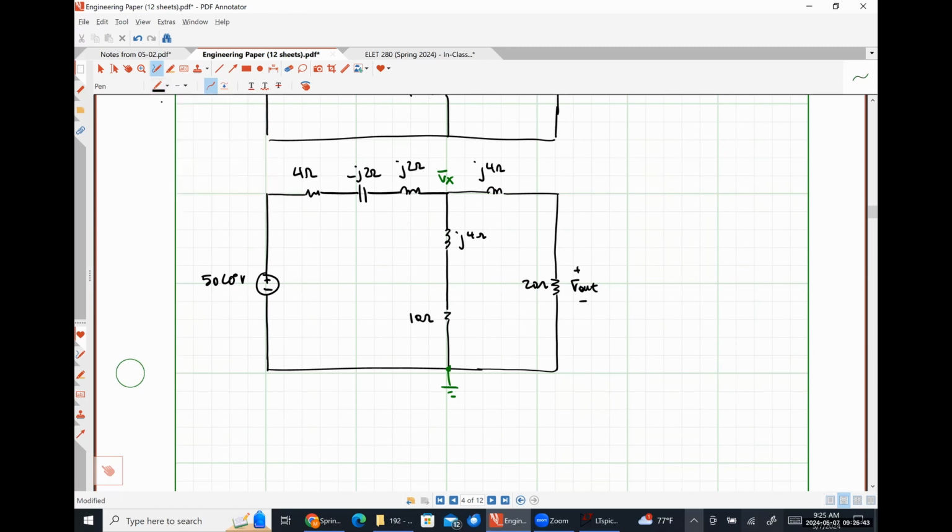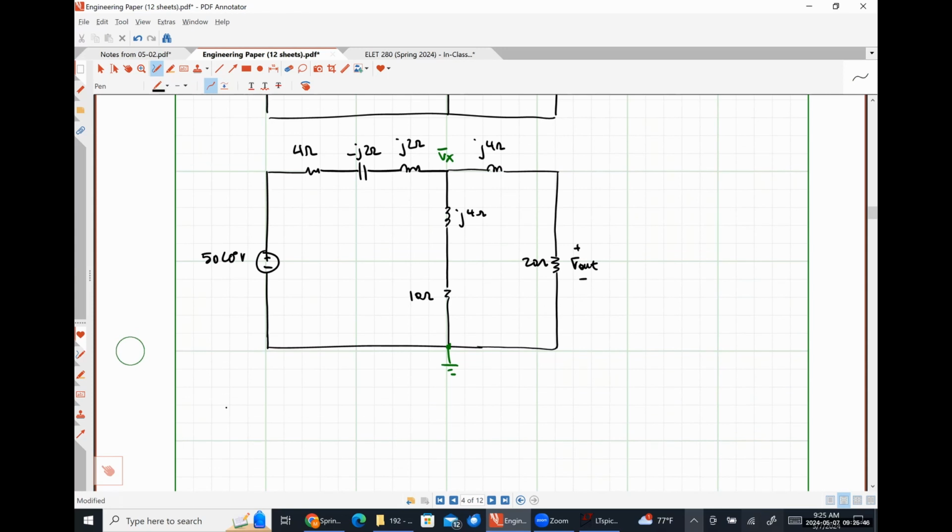And so applying KCL at node X, I would have Vx minus 50 angle 0 degrees volts divided by 4 ohms, because my minus J2 and my plus J2 cancel each other out, plus Vx divided by 10 plus J4 ohms, plus Vx divided by 20 plus J4 ohms is equal to 0.